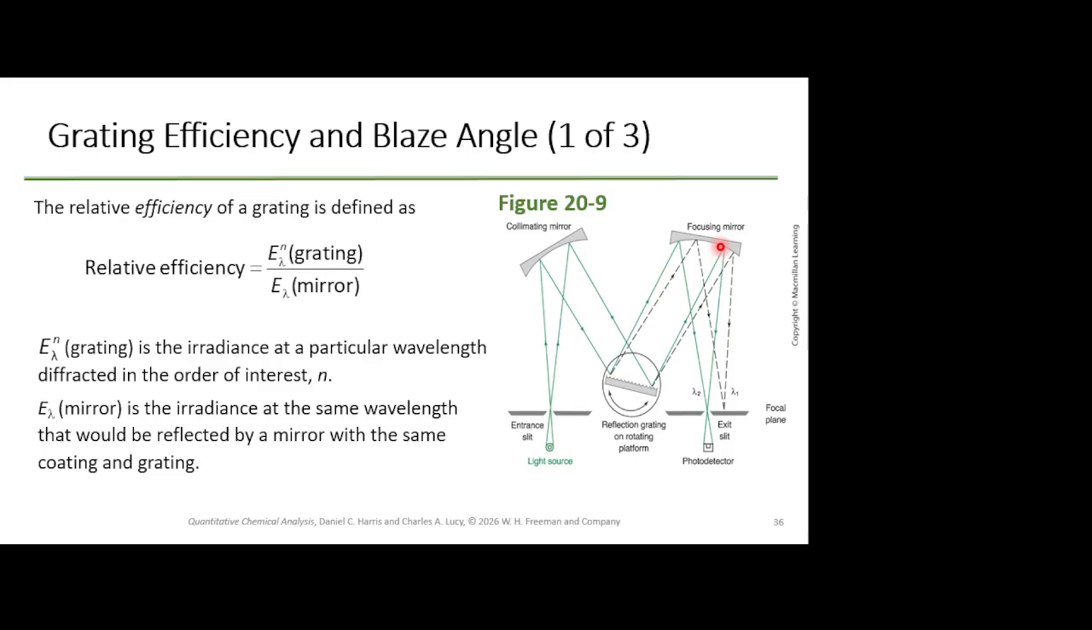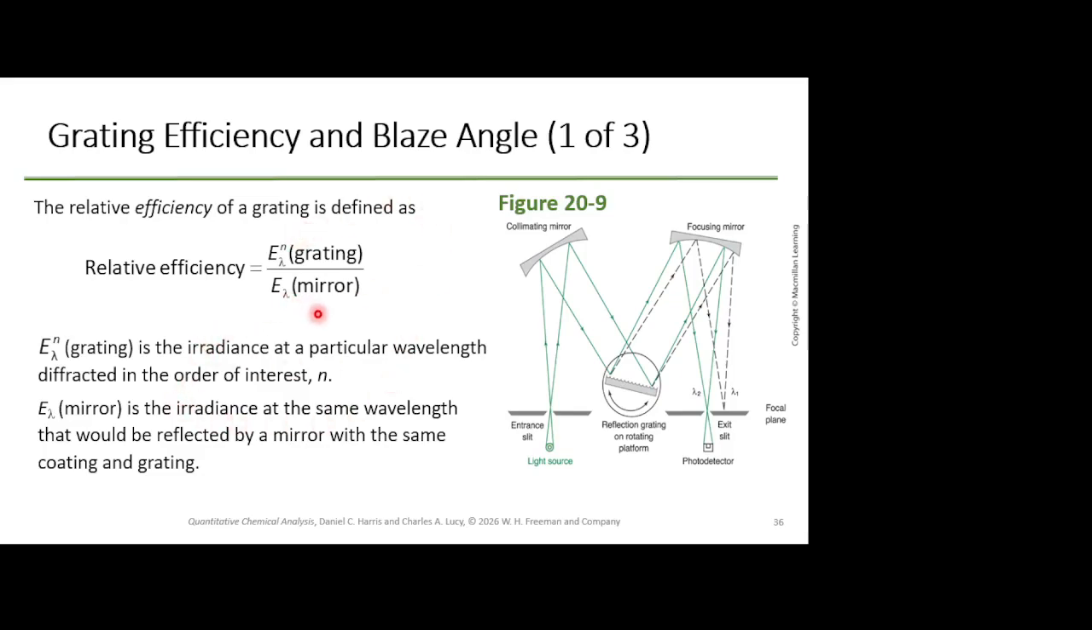Typically, these mirrors will come as sets, by the way, with that grating. It is very important that they are properly calibrated together, because the relative efficiency of the grating is this formula right here. It's going to be the E for that wavelength to the n here. That's going to be the grating one. That's going to be the irradiance at that particular wavelength of the diffraction of interest. The order of interest is n right here.